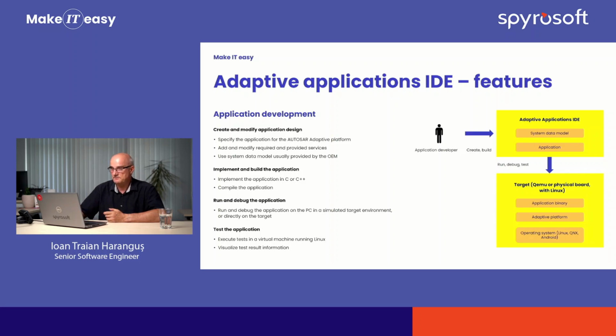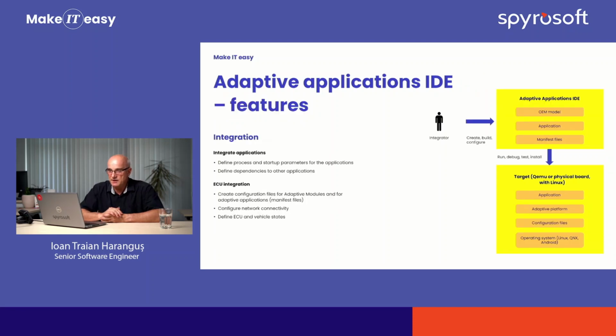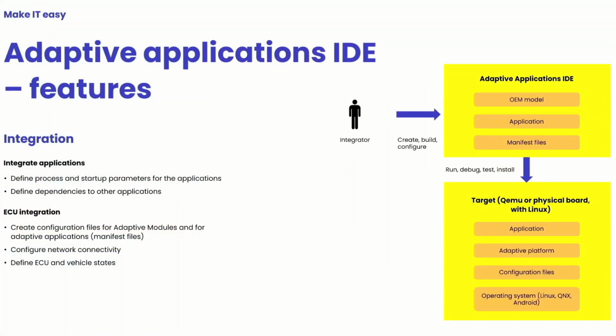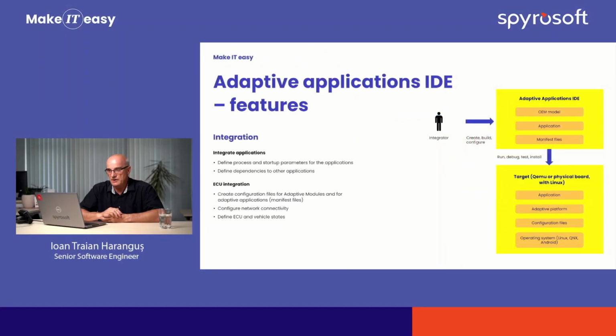The second part of our features concerns integration and deployment. We could set up and configure some configuration files. Some manifest files could be created here, and then later on by running some generators we could get the configuration files in JSON format, and like that, together with our built application, so our binaries, we could deploy our software package onto our target. It could be a QEMU, a quick emulator, or a physical board, for example the S32G physical board, or an ARM board, or H3, M3. It depends on the chosen hardware.